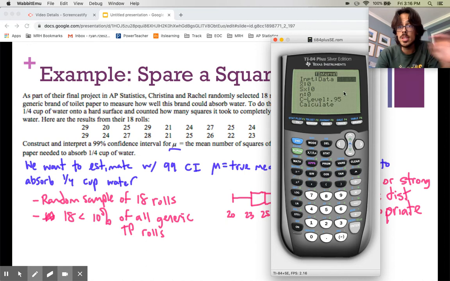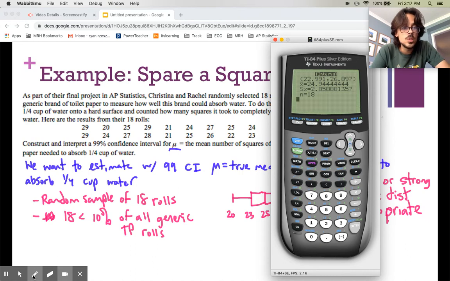So they gave us a list of 18 numbers. We want the data tab. But if they didn't give us that list and they were like, oh, they found the average was 21.7, you would type it in right there. We want data. And I already typed it in L1 earlier, so it's there already. I don't have to go do that now. If I hadn't graphed my data, I would. Then my data is in L1. They want a 99% confidence interval. And then we're going to hit calculate. So it's going to spit out the interval right here.